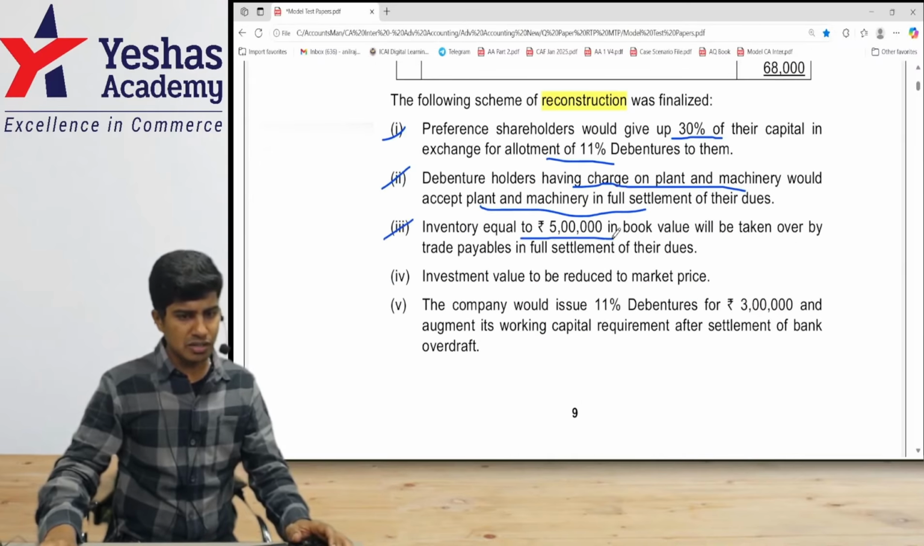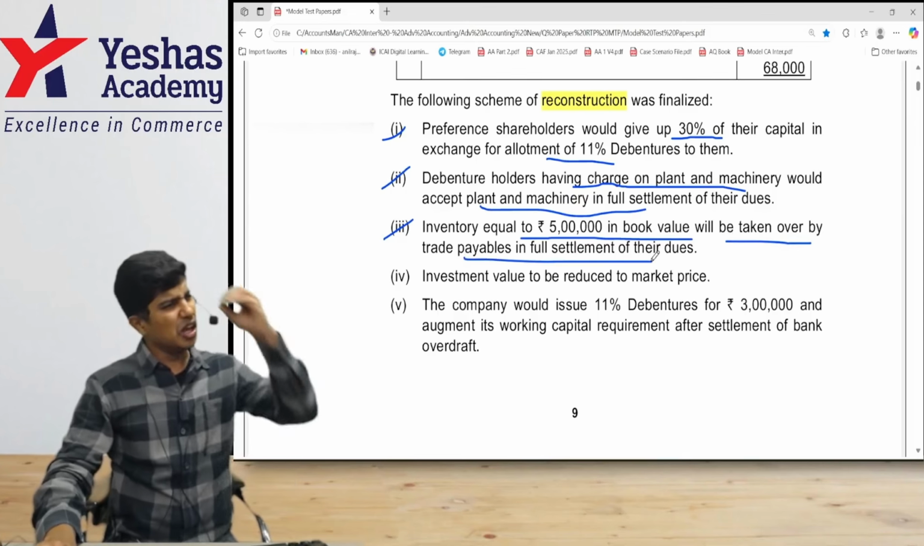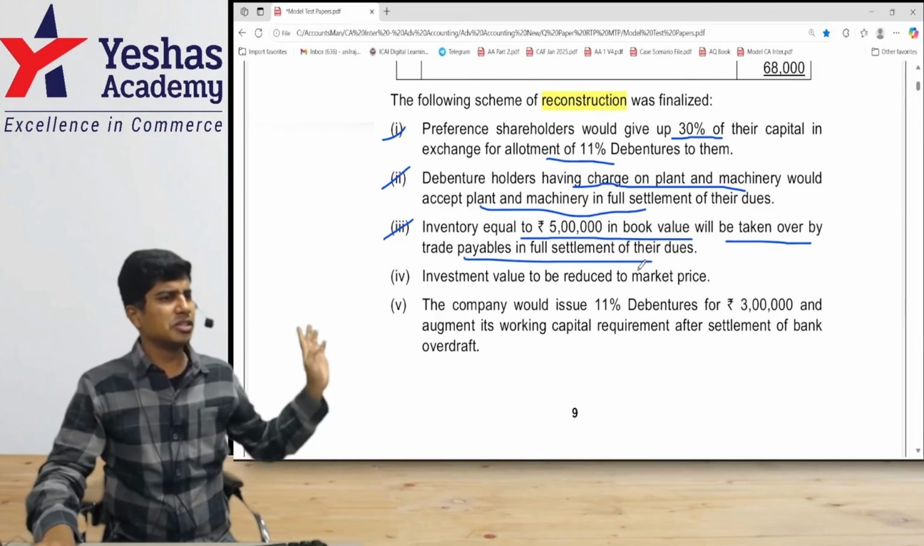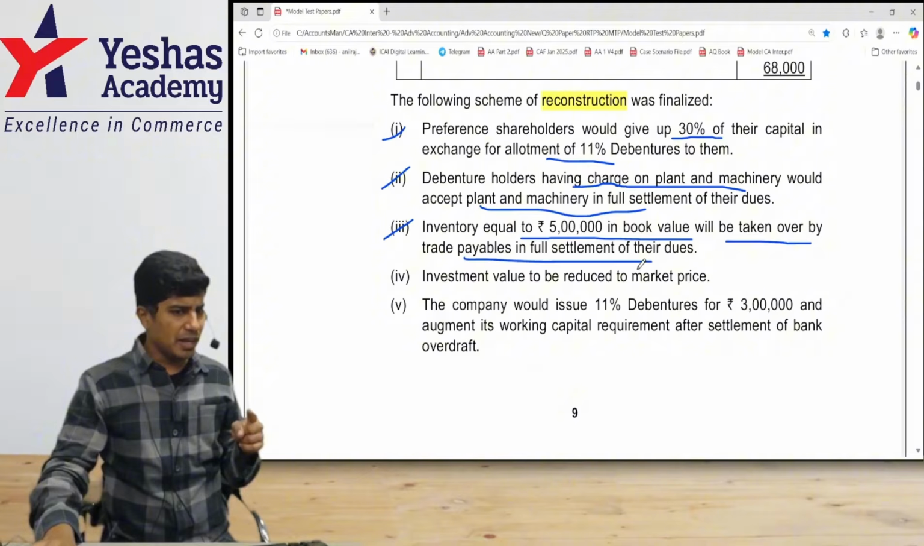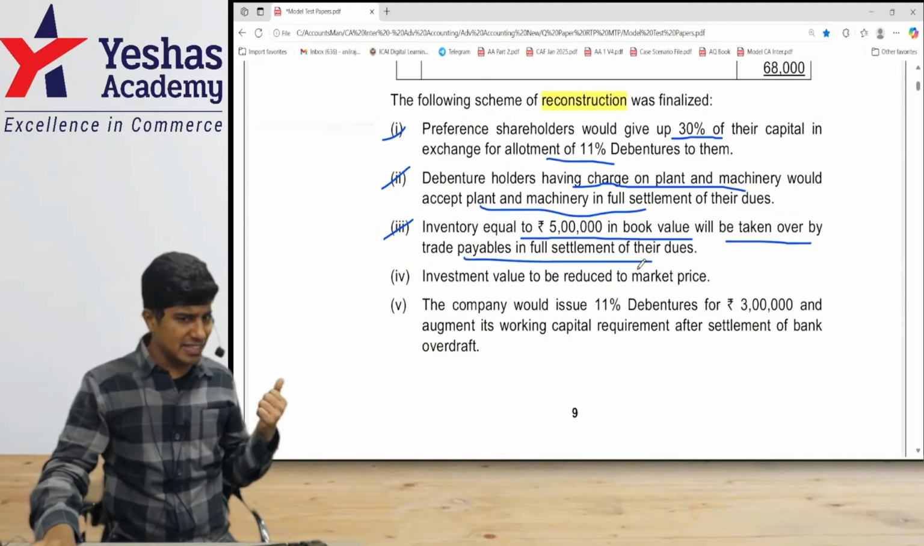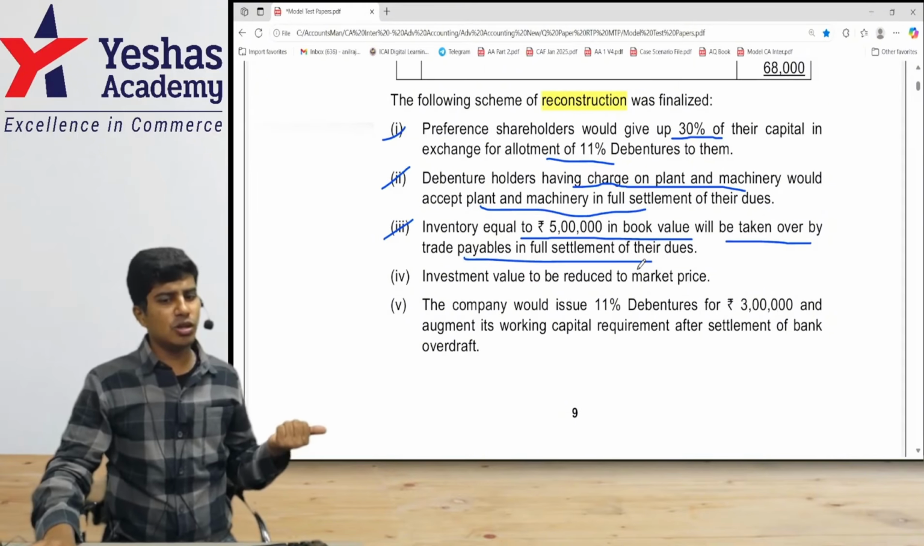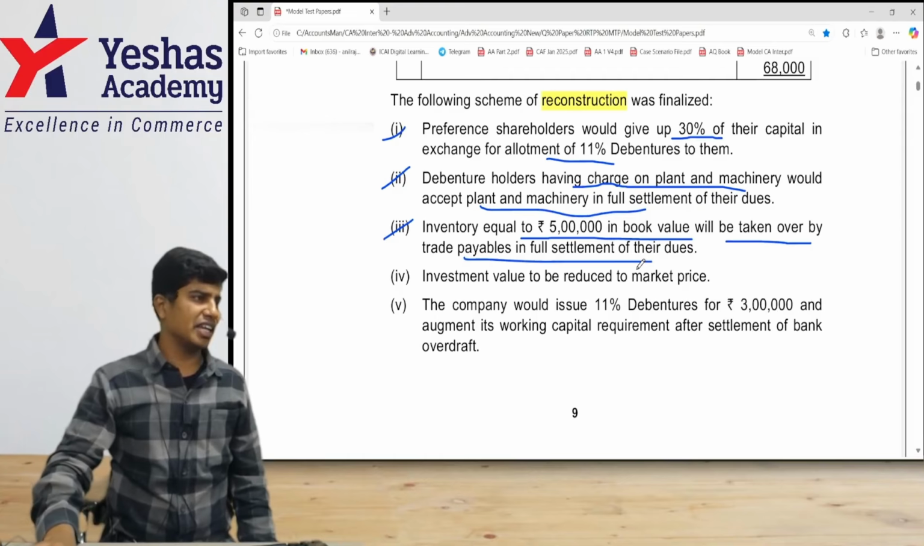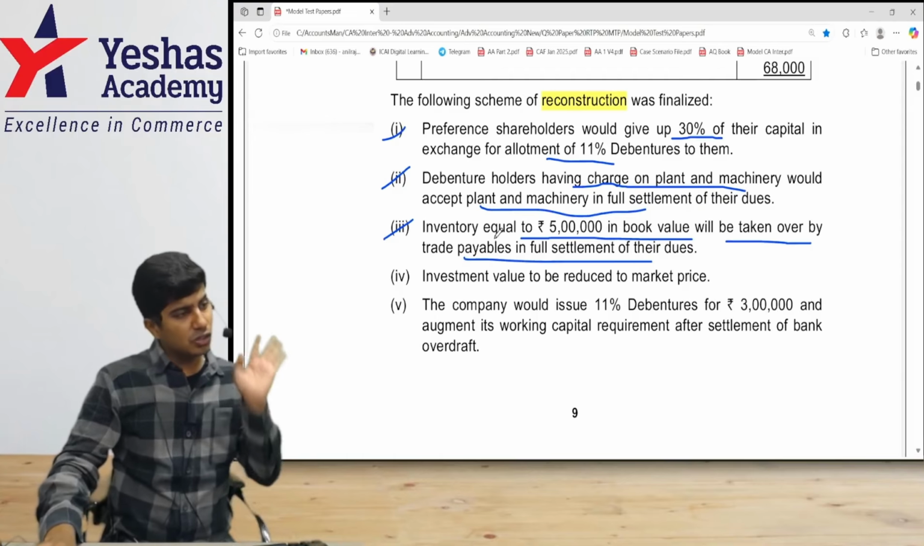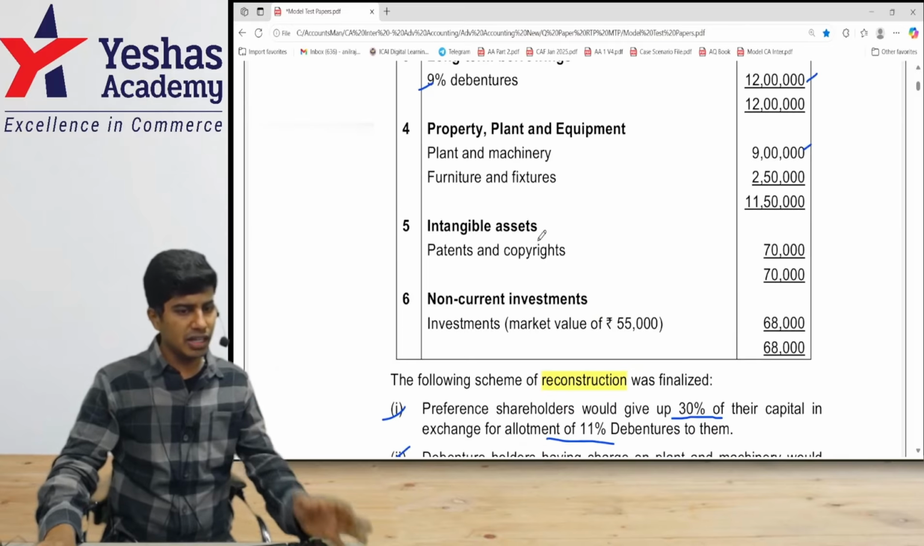Inventory equal to rupees 5 lakh in book value will be taken over by trade payables in full settlement of their dues. Exactly same like debenture holders and plant and machinery. In the place of debenture holders, the debt decreasing is trade payables. In the place of plant and machinery, asset decreasing is inventory. But inventory equal to 5 lakh is taken over. Inventory is of higher value.